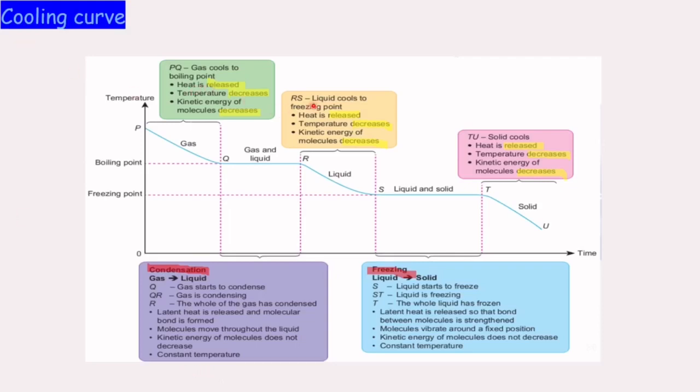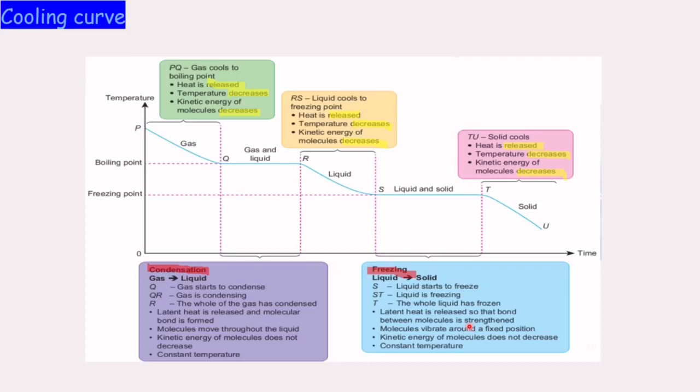Now look at RS. Liquid cools to freezing point. Heat is released, temperature decreases, kinetic energy of molecules also decreases. Now look at ST. ST is a freezing process. It means that we change liquid to solid. At S, liquid starts to freeze, and during ST, liquid is freezing, and at T, the whole liquid has frozen. The same thing, latent heat is released so that the bond between molecules is strengthened.